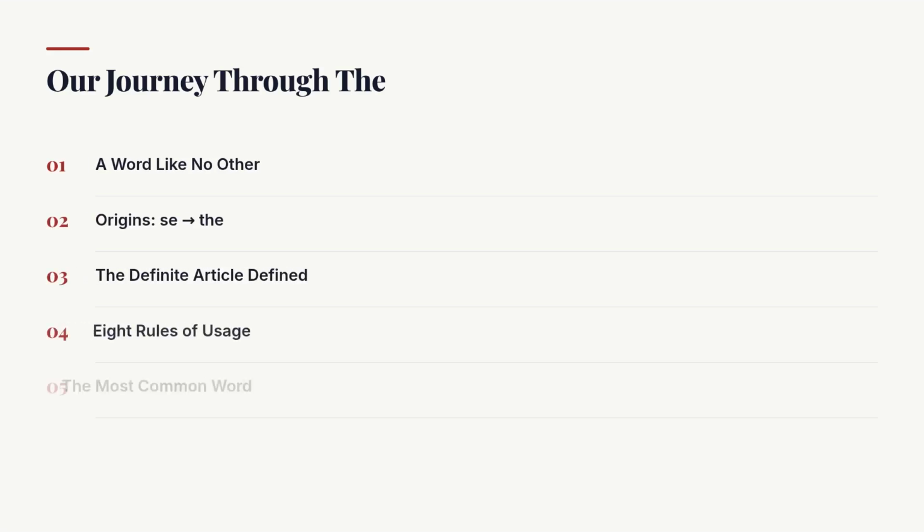Here is our roadmap. We begin with the striking numerical reality of "the," its sheer dominance in the language. Then we trace its origins from Old English demonstrative pronouns, define what it actually does grammatically, review the 8 core rules that govern its use, examine its statistical ubiquity, and finally turn to the remarkable legal story of how The Ohio State University managed to trademark this most common of all words.